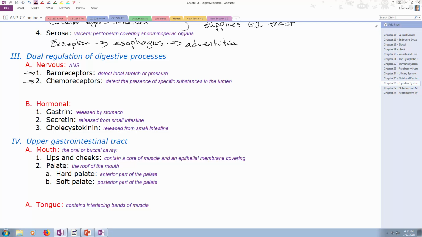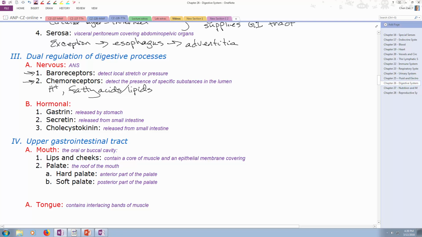Chemoreceptors are going to detect the presence of very specific substances in the lumen. And so whenever we have an acid dump into our small intestine, we have chemoreceptors there that will actually send a signal back to decrease acid production itself. And also when we experience fatty acids or other lipids in various areas, those chemoreceptors will be able to detect and send information to where we then also will have an impact on the amount of whatever juices are being actually delivered in the area of the stomach, for example.